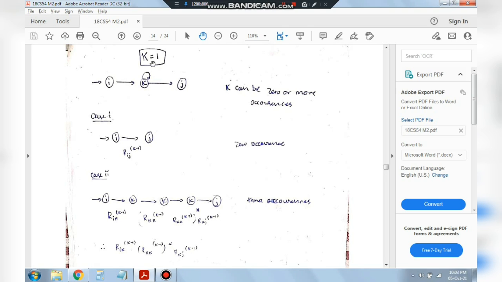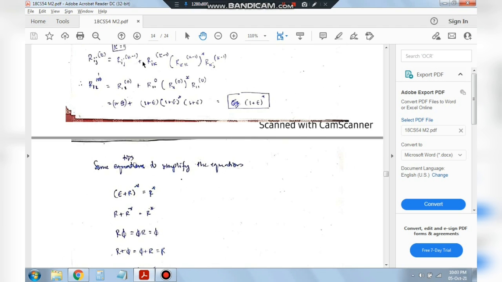Considering the case where k is equal to 1, that means there is at least one intermediate state, which is k, in between i and j, and k can occur 0 or more times, right? If k is repeated 0 times, it will be just i and j here. If it's repeated 3 times, between i and j it will be 3 times k. Okay, so the equation will be as follows. What is the starting state? R of i, ending state is j, raised to k minus 1. k minus 1 because k has not occurred, right? So it will be k minus 1.